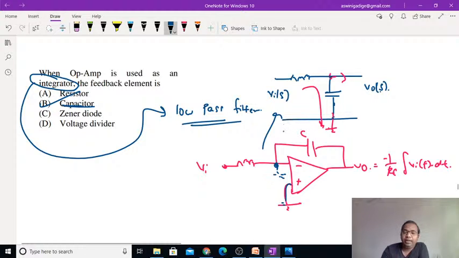Right? And if they ask you about the practical integrator instead of the ideal integrator, practical integrator means we have to connect one resistor in parallel with the capacitor. That option must be there: resistor in parallel with the capacitor. But right now, for this question, option B is the correct one. Fine.